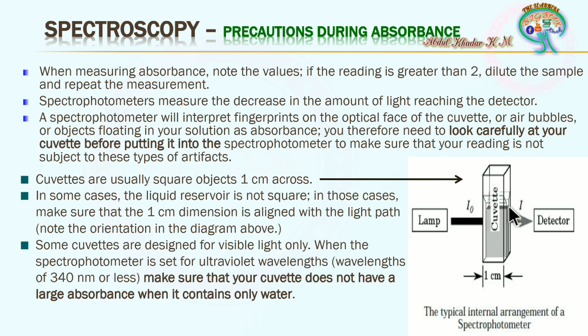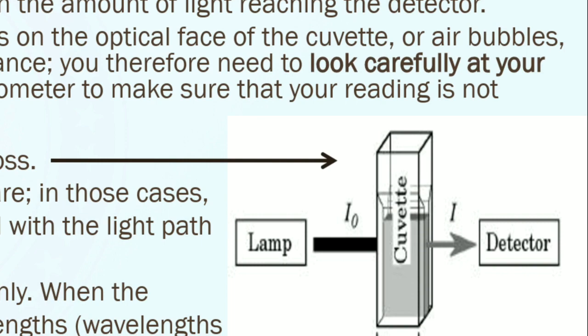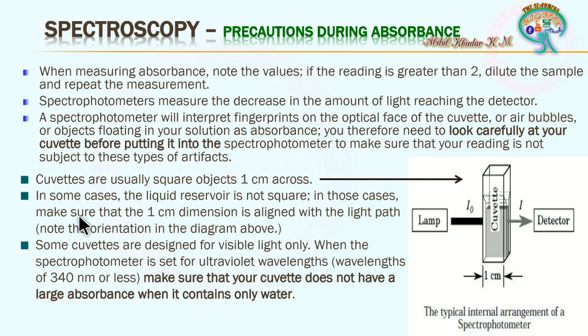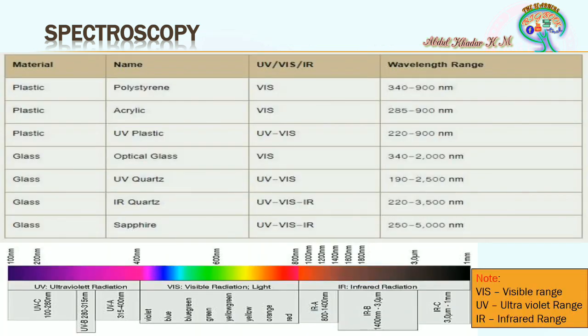Now here you can see in this particular cuvette there are some designs. We should be very sure to keep the 1 centimeter dimension aligned to the light path. Here is how it has been shown. In the same manner you can go through your lab spectrophotometer manual to see how it is shown, and place the cuvette accordingly. Some cuvettes are designed for visible light. Here we should be very careful. When the spectrophotometer is set for ultraviolet wavelengths, make sure that your cuvette does not have a large absorbance when it contains only water. We will discuss this in the next slide.